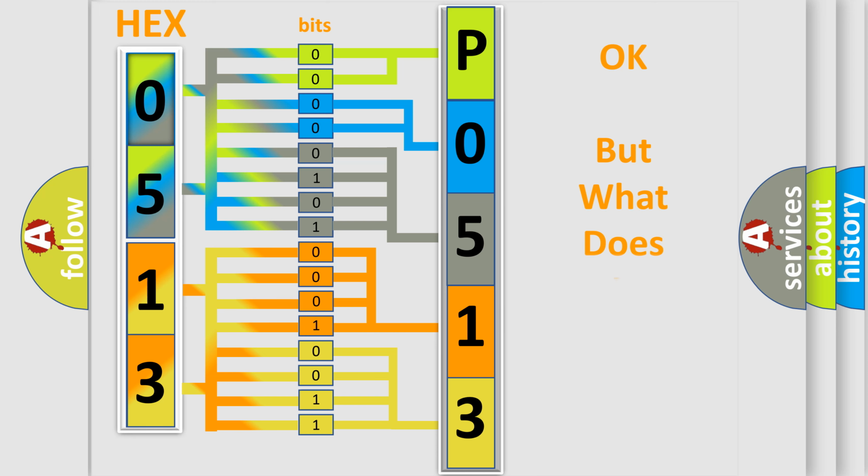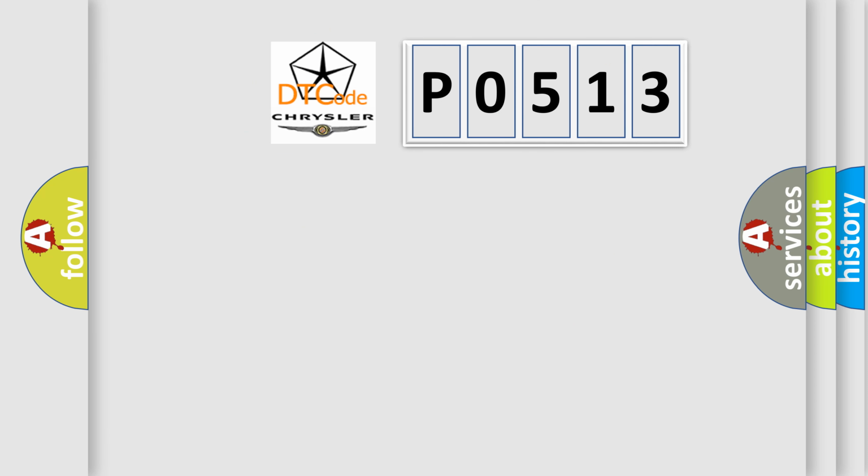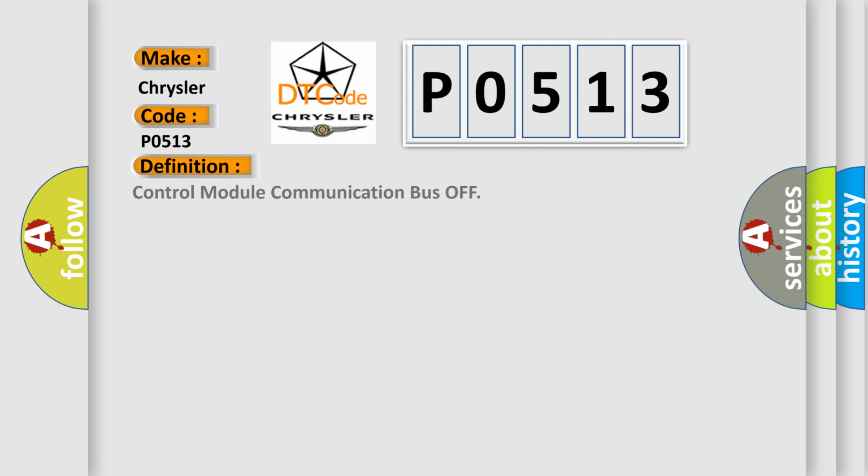The number itself does not make sense to us if we cannot assign information to what it actually expresses. So, what does the Diagnostic Trouble Code P0513 interpret specifically for Chrysler car manufacturers? The basic definition is Control Module Communication Bus Off. And now this is a short description of this DTC code.